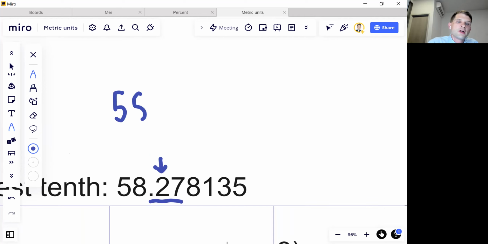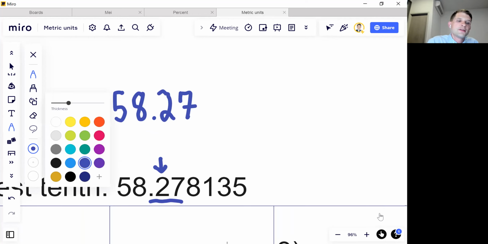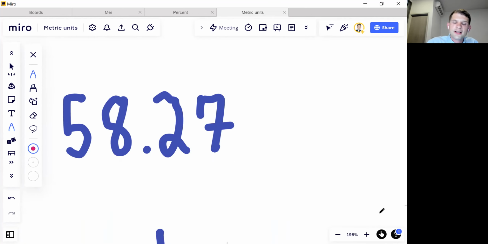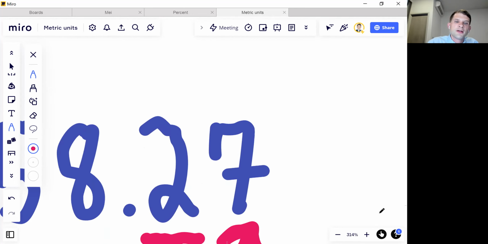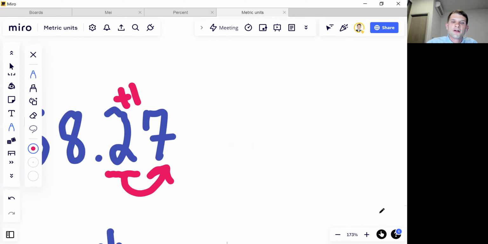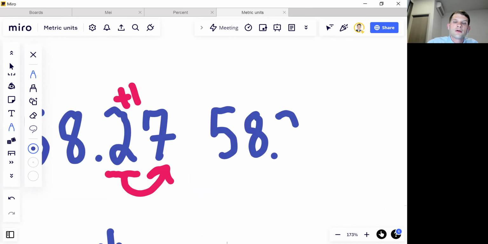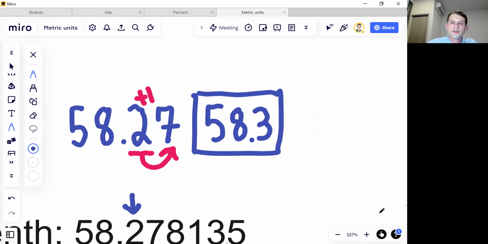This is 58.27 now. And so first step is to look at our tenths digit, and then we need to look to the right. And we see that the 7 is going to be a big number. So we know we need to round up here. So that means plus 1 to our tenths digit. So this is going to round up to 58.3 or 58 and 3 tenths. That's my answer there for number 2.